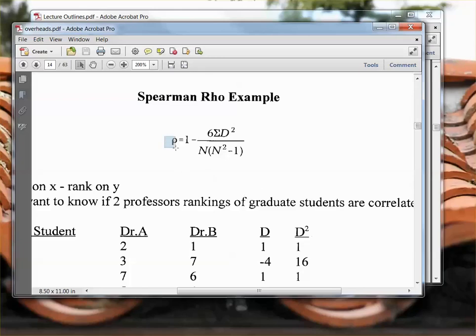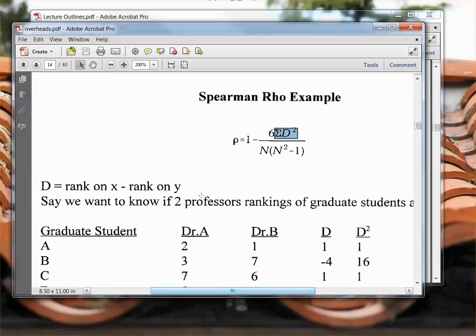So Spearman Rho, this is a Greek letter rho, and it's equal to 1 minus 6, and we'll explain what this is. It's the sum of d squared. I'll explain what d squared is in just a second. And then, of course, n is number of pairs of scores again. So d here is, remember, we're going to use Spearman Rho for rank order data.